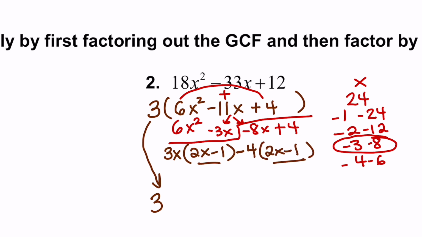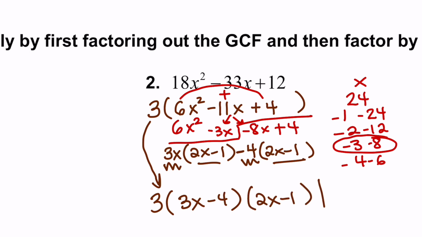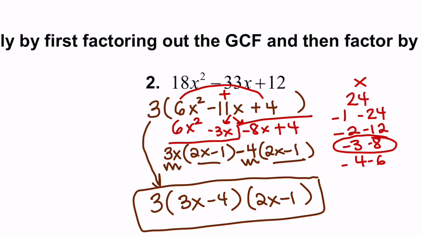You know you did it right if these two are the same. So our first factor is going to be 3x minus 4, and our second one is 2x minus 1. And that would be our answer for number 2.